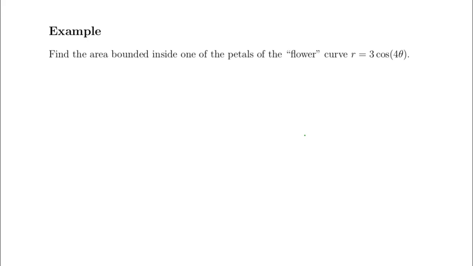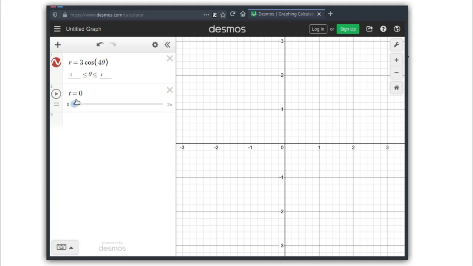Let's imagine this curve, 3 cosine 4 theta. This is going to be a nice little flower curve, and we can try and find the area bounded inside one of these petals in our curve. Just to show off what this curve is, I put this on Desmos, so let me show you that. You can see my interval for theta is between 0 and t, and I'm just going to change what t is.